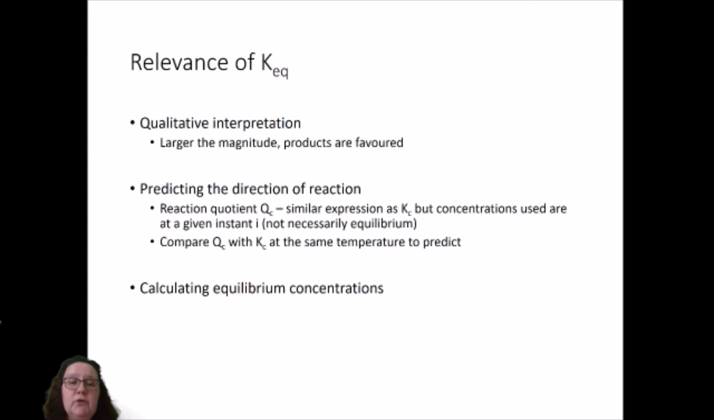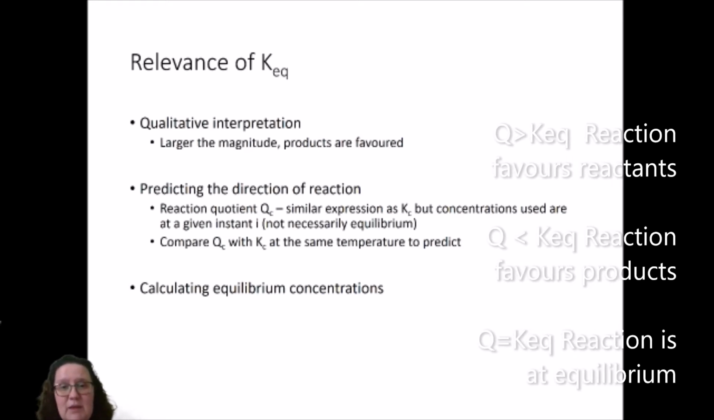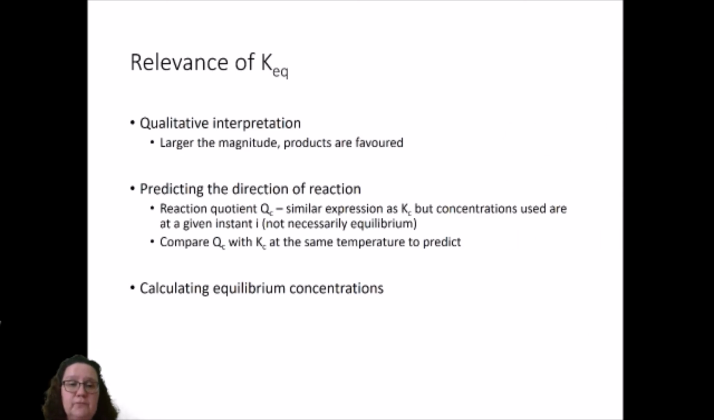You can also use the equilibrium constant to predict the direction of a reaction by calculating what is called the reaction quotient. The reaction quotient has the same expression as the equilibrium constant, but the concentrations you use are at a particular moment in time, so not necessarily at equilibrium. You can compare that quotient with the equilibrium constant at that temperature to predict whether the reaction will go forward or reverse for those particular concentrations. And finally, you can use the equilibrium constant to calculate the concentrations of the different reagents and products at equilibrium.